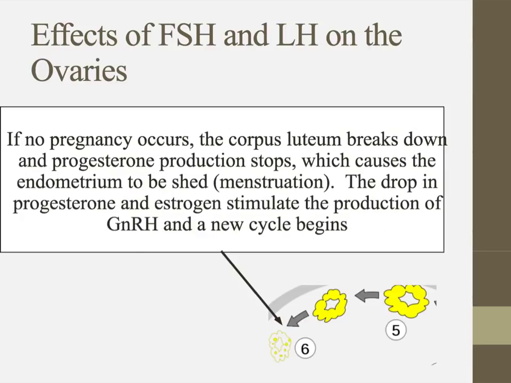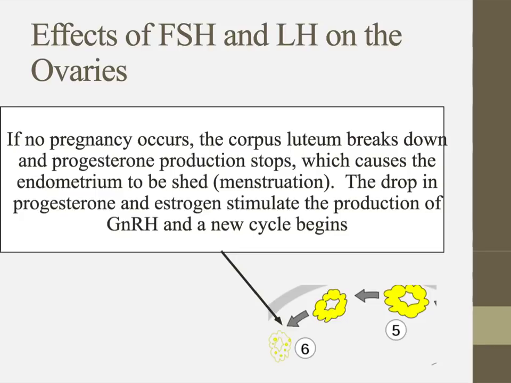If pregnancy occurs, then a whole series of things are going to happen to maintain the endometrium and to start the development of the embryo, a whole bunch of crazy stuff. But we're going to focus on if no pregnancy occurs. That's a more common thing. So if no pregnancy occurs, this corpus luteum is going to break down. It's going to degenerate. And since the corpus luteum produces progesterone, as it breaks down, progesterone levels are going to drop. Since progesterone maintains and thickens the endometrium, if I have less progesterone, it's going to cause that endometrium to be shed.